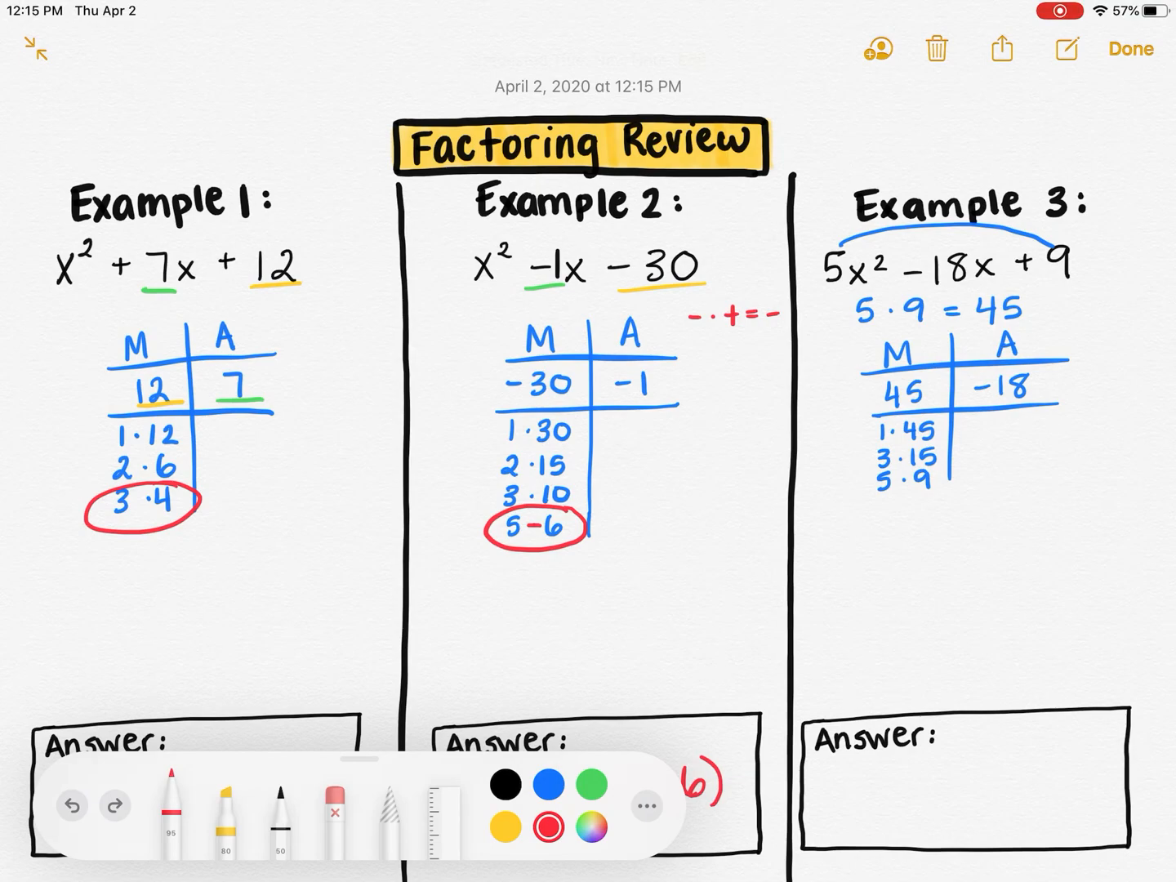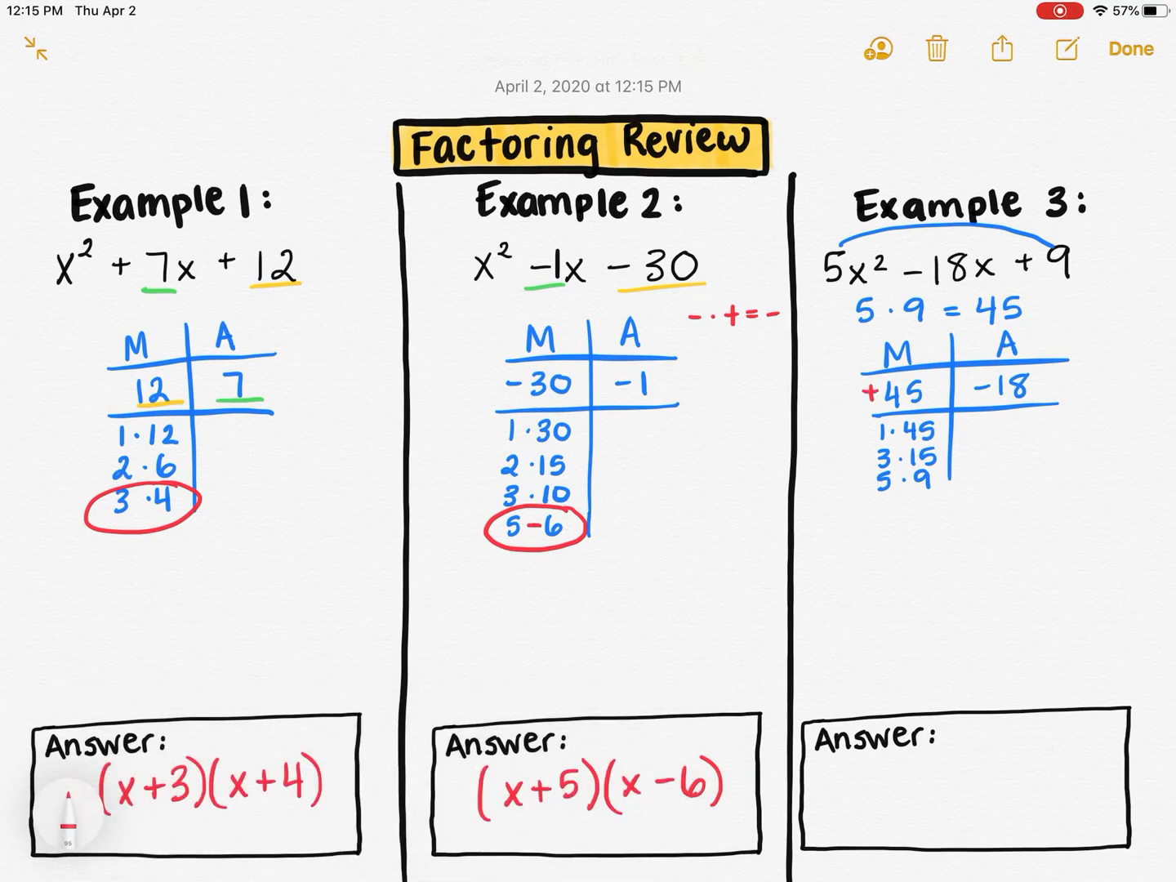So this time I'm multiplying to a positive and adding to a negative. In order to multiply to a positive, I can either have 2 positives or 2 negatives. But since I'm adding to a negative, that means I need to have 2 negatives. 2 negatives multiplied to a positive. So that means whatever I pick, both of them are going to have to be negative. So now I look at these and I think, which would add to -18? -1 and -45, that would add to -46. -3 and -15, those would add to -18. So those are my factors.